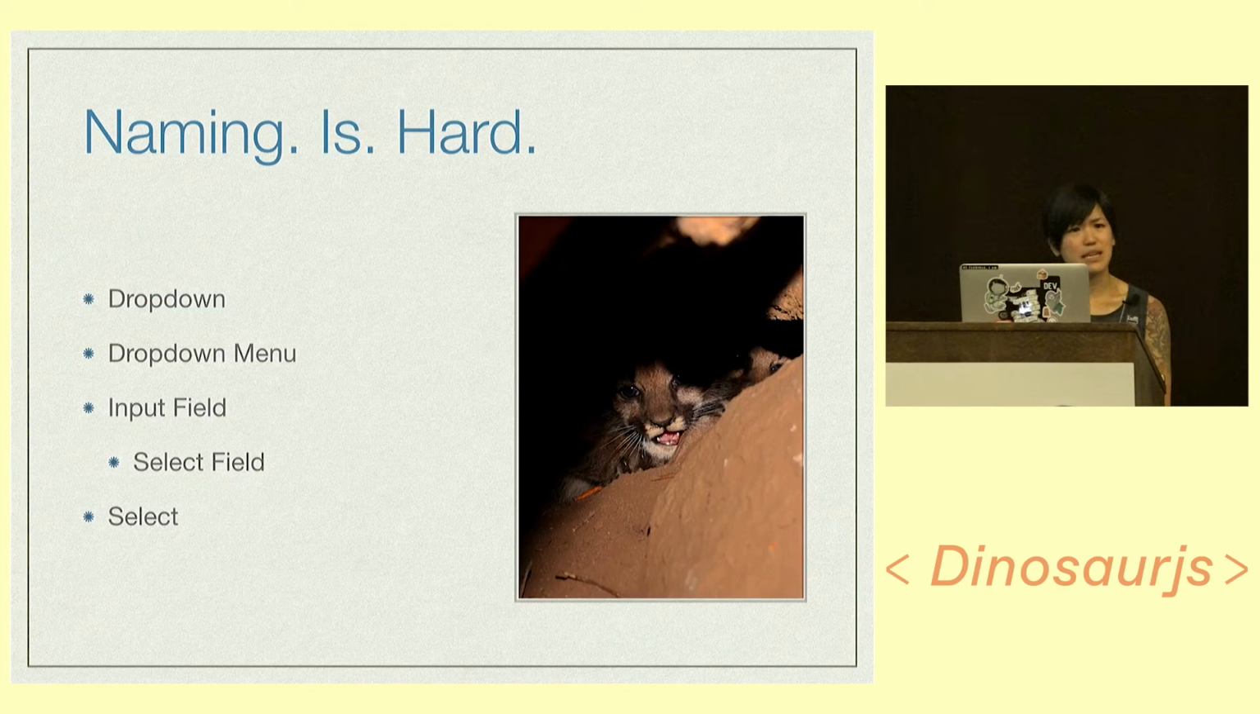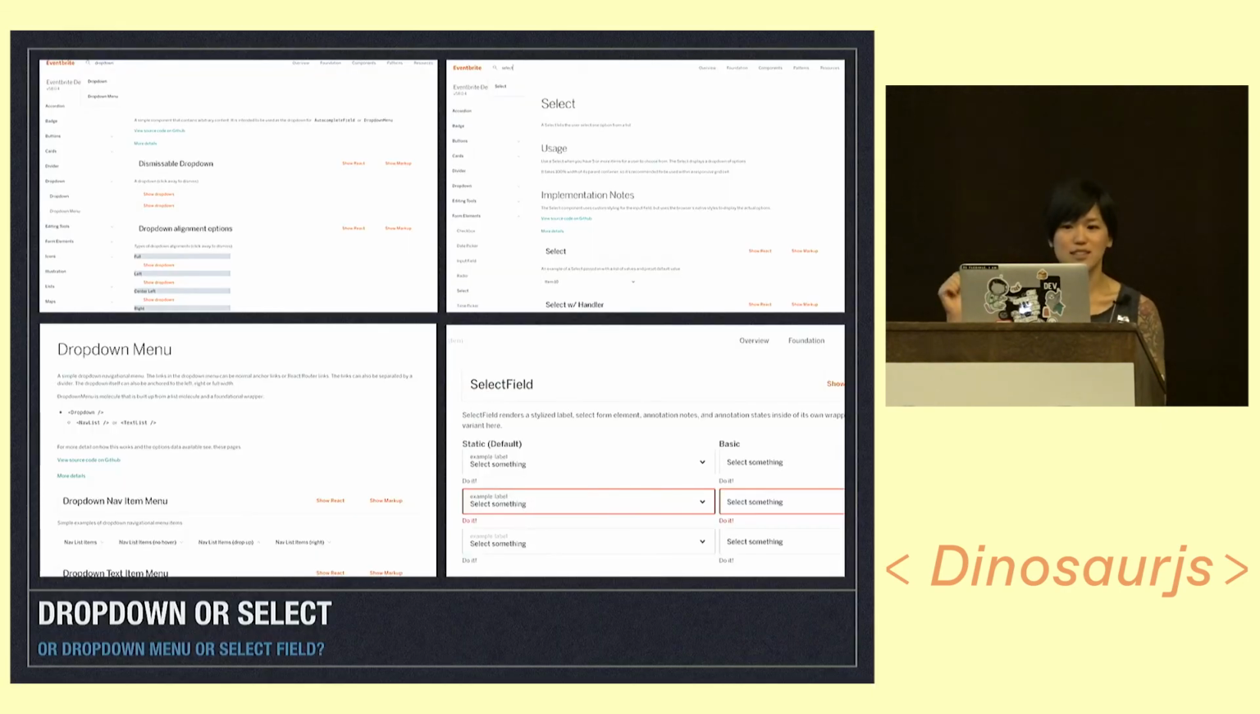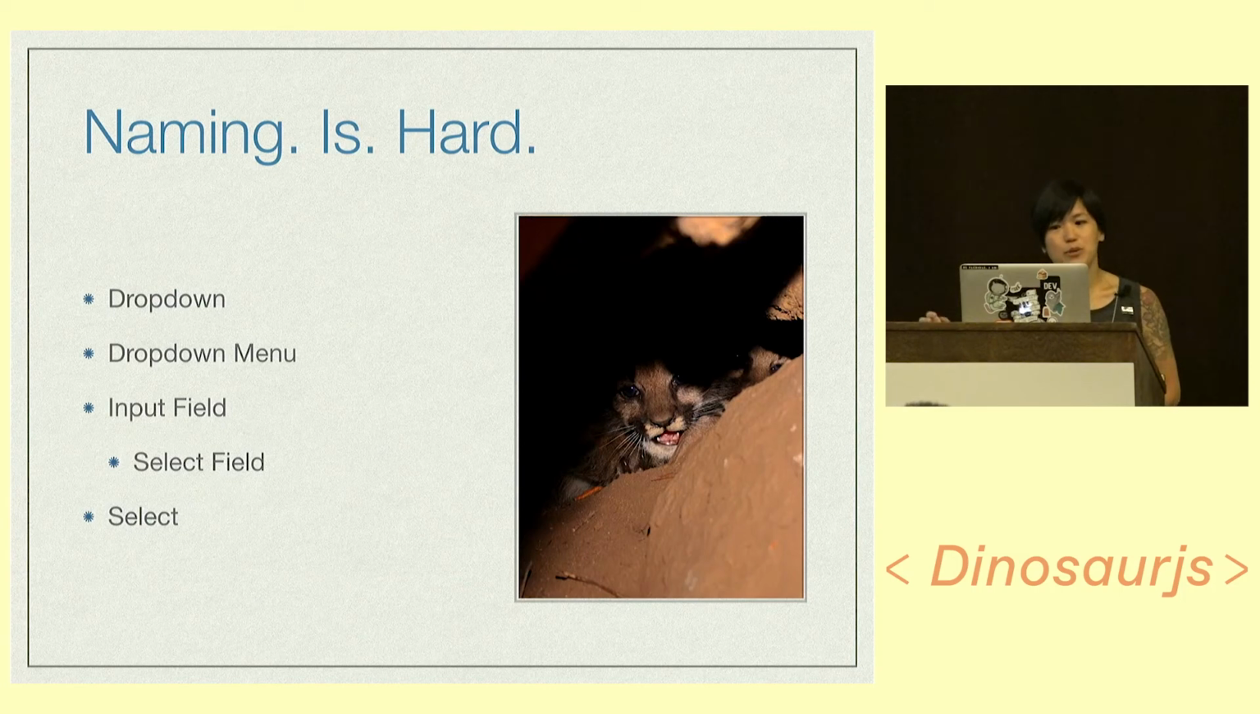And again, coming back to naming things being hard, our select field is underneath our input field. So if I go back to these screenshots, you see if I search for select, field doesn't come up in my search. I also have this little mountain lion here. I call it a mountain lion, but I know some people call it a puma, and I've also heard mountain screamer before. So again, naming things is really hard.